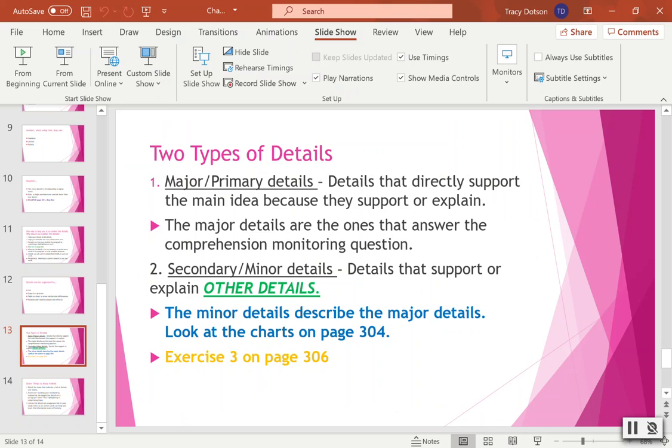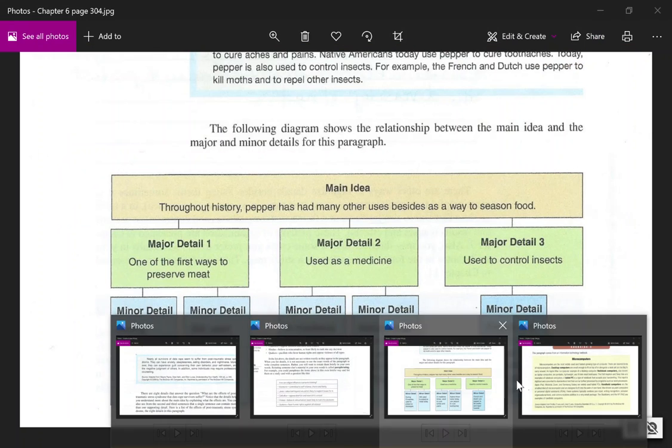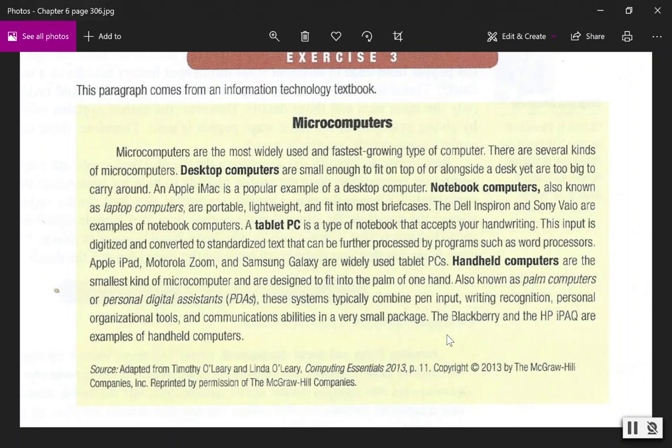Alright, let's take a look at exercise 3 on page 306 of our book. Here we have a heading, we have a title, and we have special print, so hopefully that'll help us. It reads, microcomputers are the most widely used and fast-growing type of computer. There are several kinds of microcomputers. Desktop computers are small enough to fit on top of or alongside a desk, yet are too big to carry around. An Apple iMac is a popular example of a desktop computer.